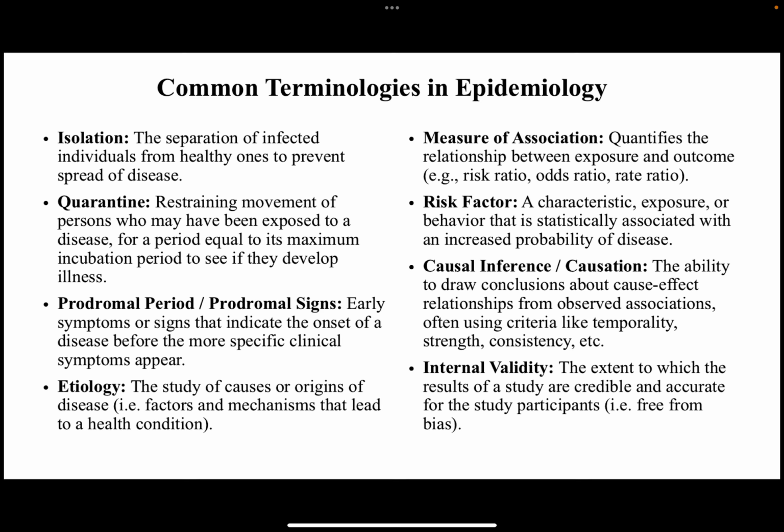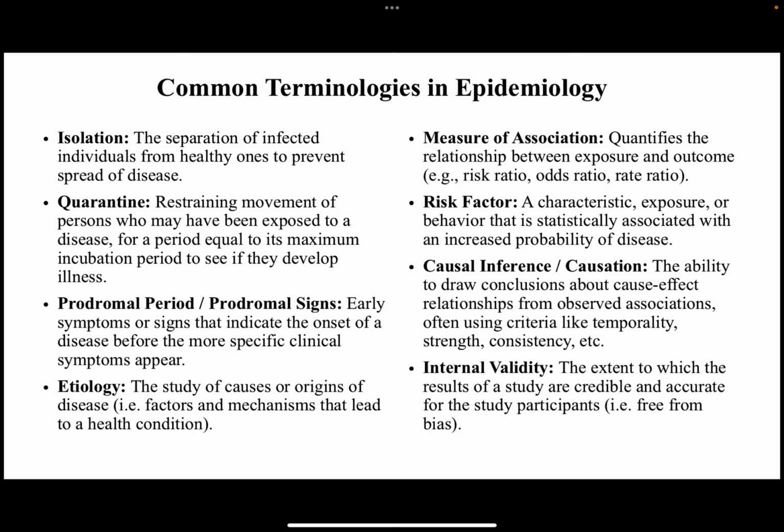Isolation is just the separation of infected individuals from healthy ones to prevent disease spread. An example is a patient with COVID-19 staying in a separate room until they are no longer infectious. Another example is hospital isolation wards for patients with tuberculosis. In some hospitals, they have isolation wards for patients with infectious conditions. So the key point is that we isolate people who are sick.